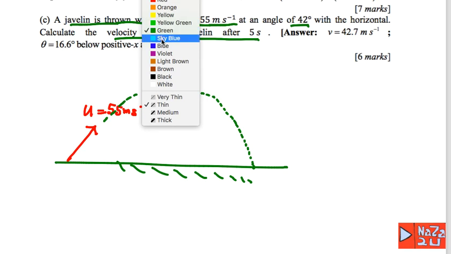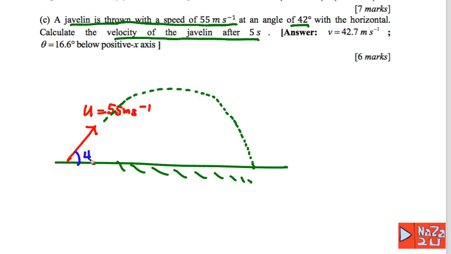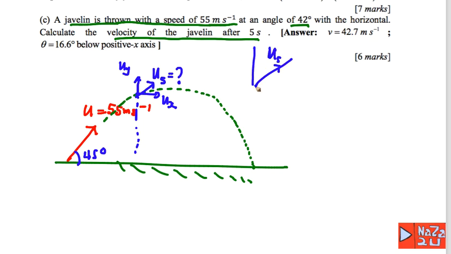The angle given is equal to 42, right? So the question, let's say after 5 seconds, we still have u, and we have the direction of uy, and here we have ux. Okay class, the question asks what is the velocity here. So what is the velocity at 5 seconds? It's u5 here. To calculate u5, if I draw the diagram, this is u5, so we have uy and we have ux, and the angle here, theta.